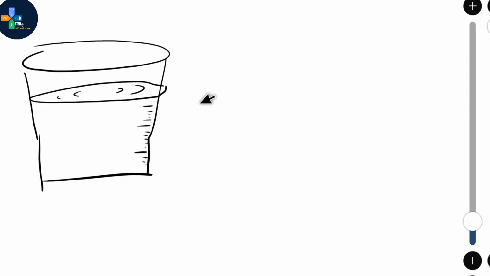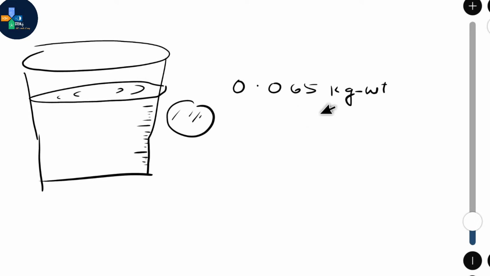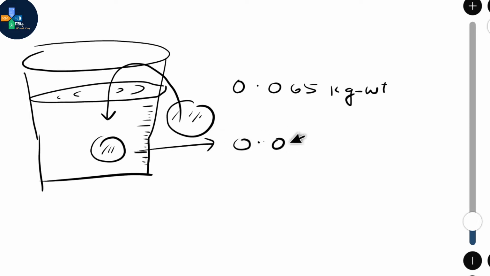And so when the ball was outside, like here, its weight was 0.065 kg, and I told you that this is not just kg, this is kg weight or kg force, you can say. So you have to multiply this with acceleration due to gravity to get the actual weight in Newton. Now when I dipped it inside the liquid, its weight was 0.040 kg weight. So you can clearly see this difference.